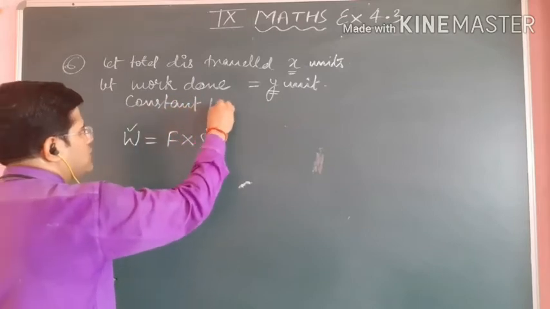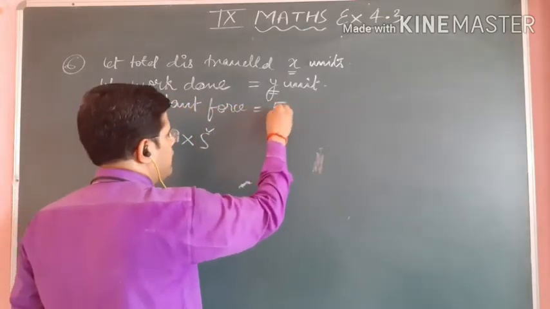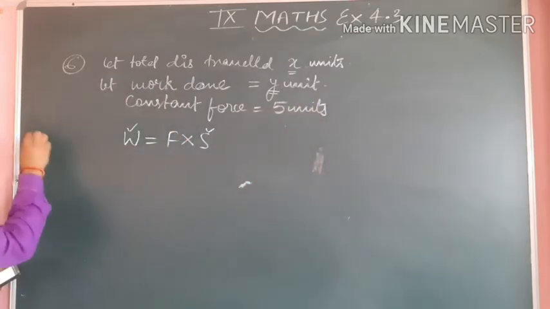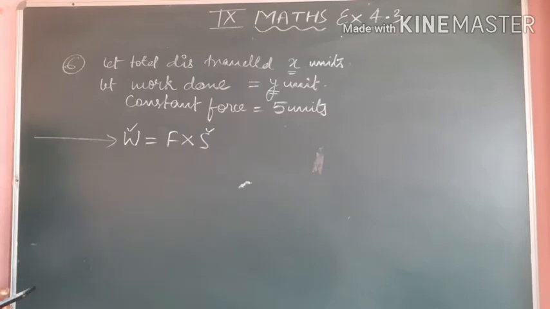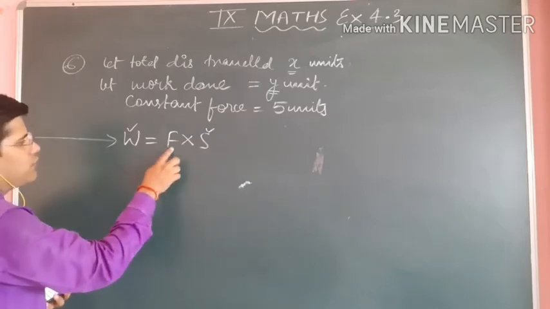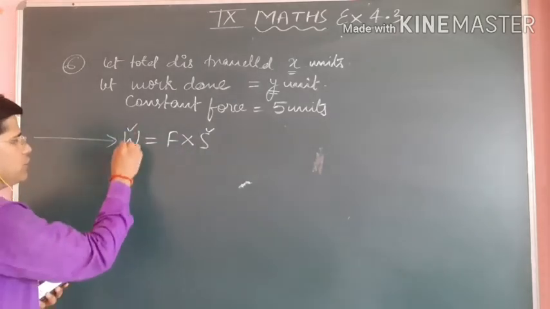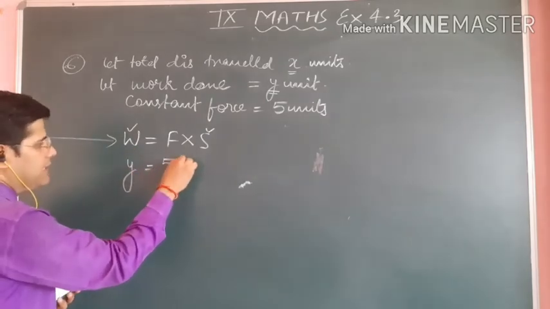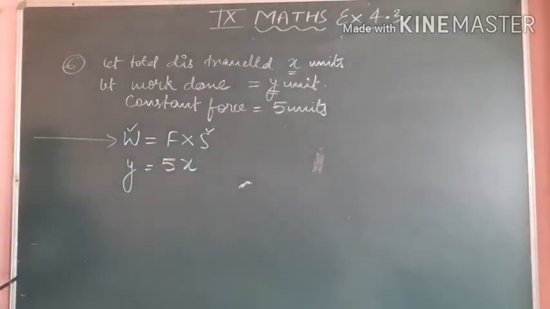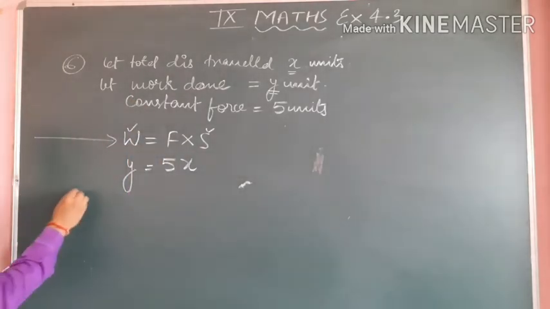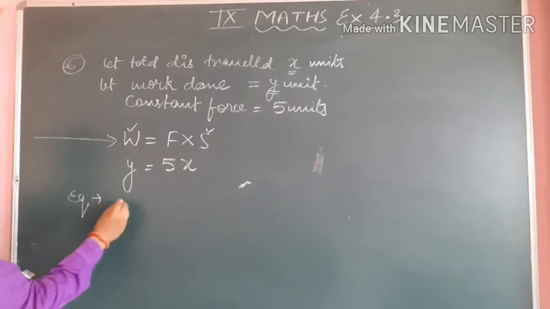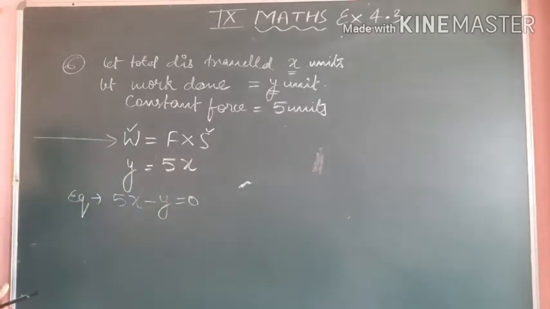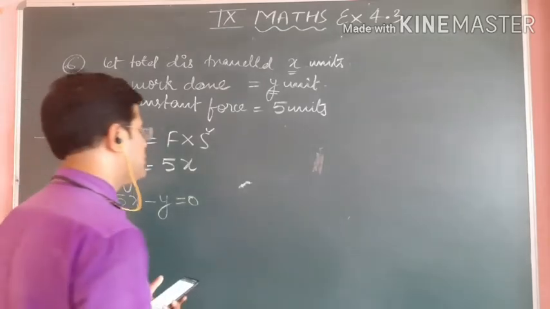Constant force is given as 5 units. So we can write, by using this formula from physics, that work is equal to force into displacement or distance. Here we write work as y, force as 5 and distance as x. Okay students, now this is our equation: 5x minus y equal to 0. And we have to put two situations.